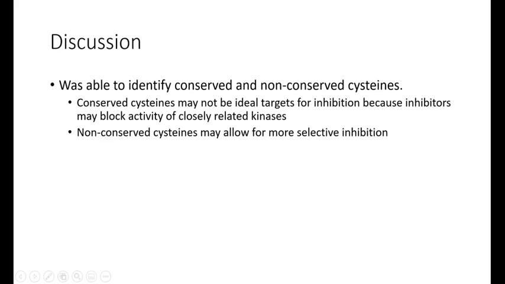Overall, the results were able to identify both conserved and non-conserved cysteine residues. Conserved cysteine residues within families of kinases may not be ideal targets for covalent inhibition. An inhibitor may covalently bind and inhibit the activity of closely related kinases. This may cause off-target adverse effects or toxicity. There are several unique non-conserved cysteine residues within each kinase group. These non-conserved cysteines that are isolated away from conserved groups of cysteines would be better targets to facilitate more selective kinase inhibition.